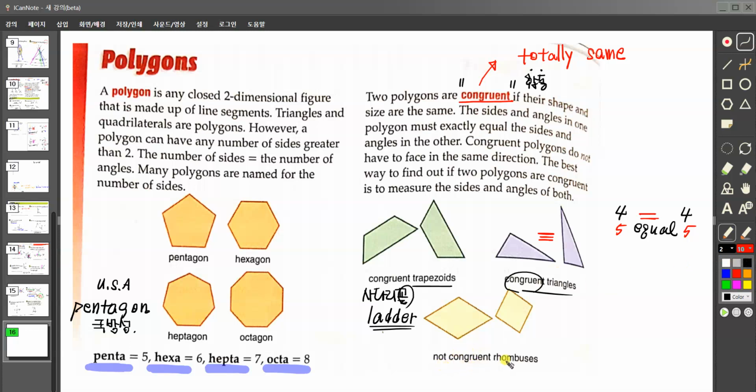Not congruent. Rhombus. rhombus는 네 개의 뭐죠? 그거. 갑자기 단어 까먹었다. 사각형 뭐라 그랬더라? 스퀘어는 다 똑같은 사각형이고요.